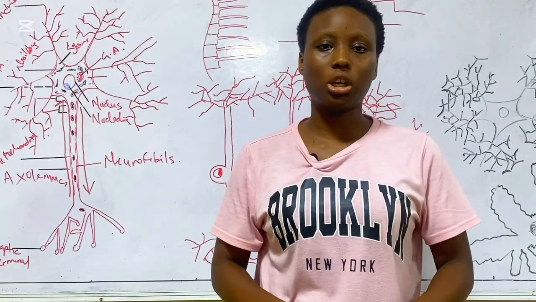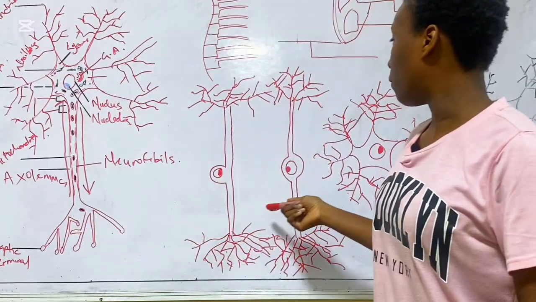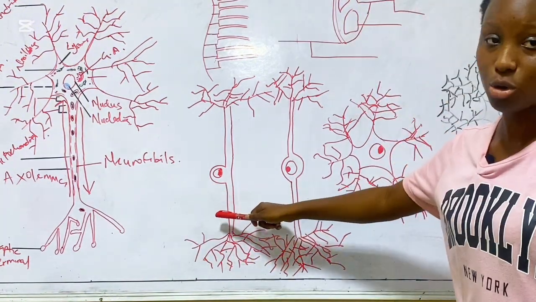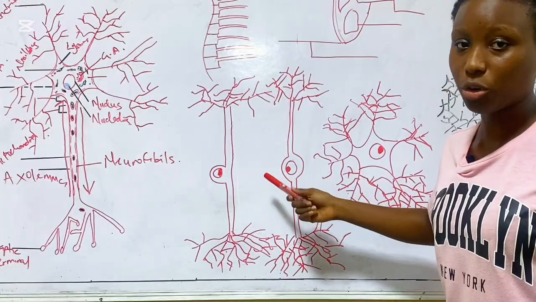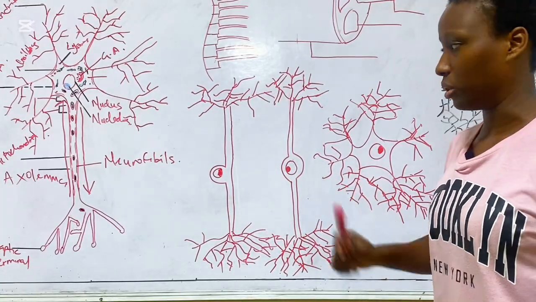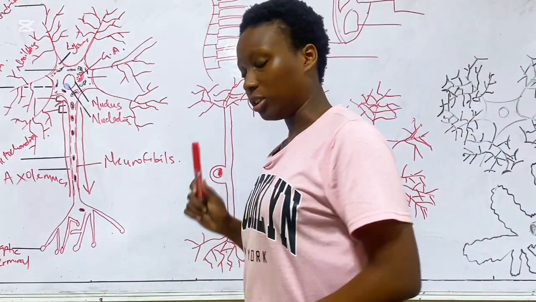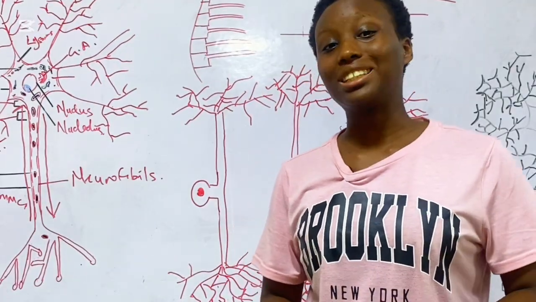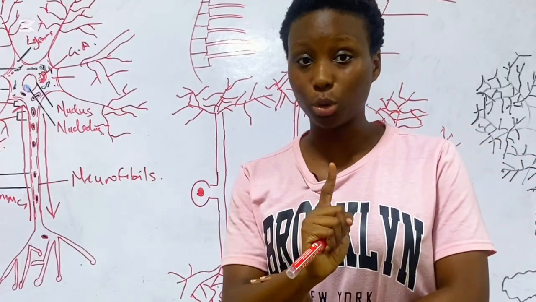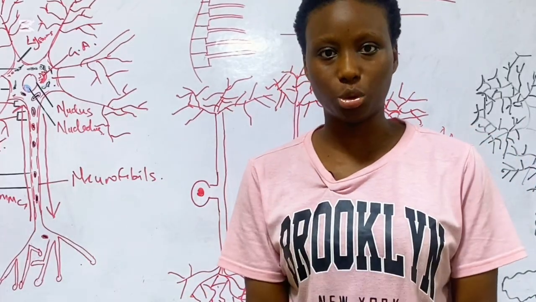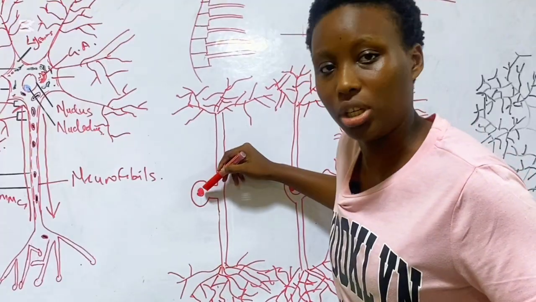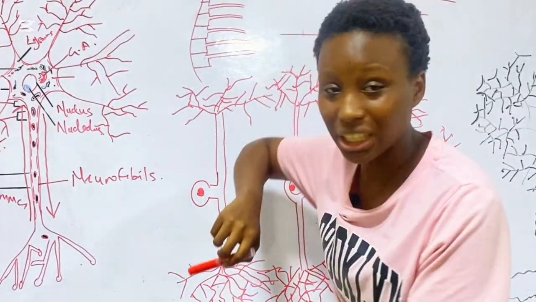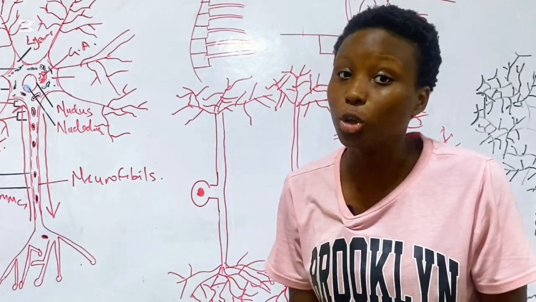Now, let's talk about the structural classification of neurons. We have about 4 different types of neurons. We have the multipolar neurons, the unipolar or pseudo-unipolar neurons, the bipolar neurons, and the anaxonal neurons. Let's start with the unipolar or pseudo-unipolar neurons. Pseudo-unipolar neurons actually have just one process, but that process branches into 2. Coming out of the soma itself, we can see just one process, but that process branches into 2. That is why it is called pseudo-unipolar or unipolar.